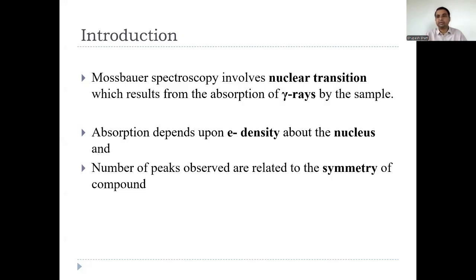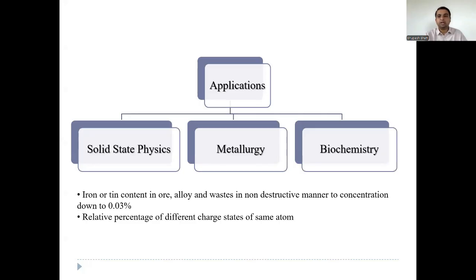In the case of UV-visible, we have lambda max. If we take the example of NMR, then the number of peaks is related to different kinds of protons. So in the case of Mossbauer, the number of peaks is related to the symmetry of the compound. Now, why do we need to study this Mossbauer spectroscopy?